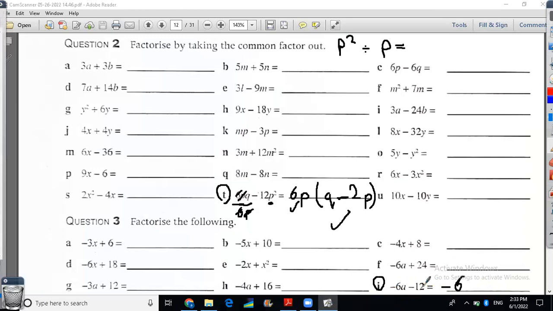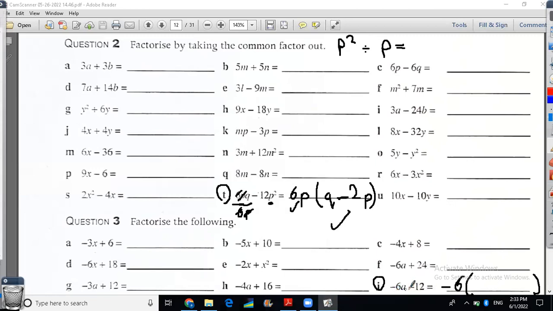Both of them are negative, so don't forget to take the negative sign with you. So negative 6 in brackets here. Oh, the variables, mister. Do we have a common variable? Don't forget this, guys. Do we have common variables? No, we don't have common variables. I have here an a, I don't have a variable here.